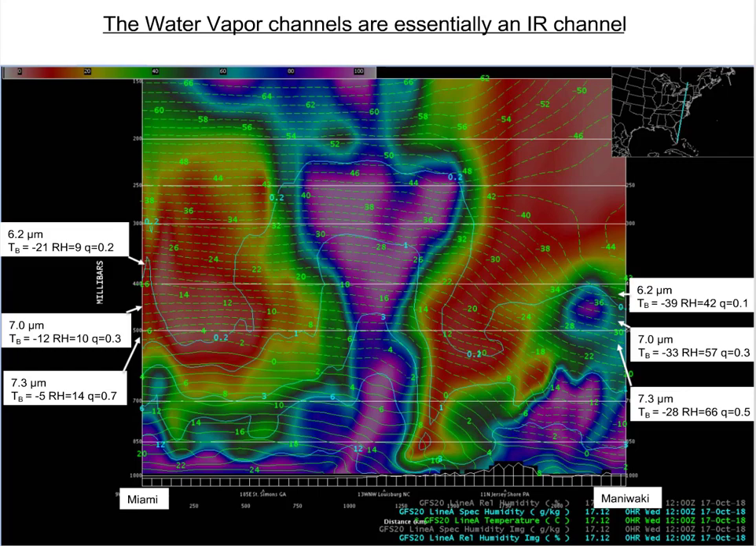Remember that water vapor channels are essentially an IR channel. The brightness temperature is a function of the absolute quantity of the absorbing molecule, in this case water vapor, and the temperature of the tropospheric layer where that moisture resides. Recall there is some contribution from viewing angle as well, since Maniwaki is at a higher latitude, where the weighting function would peak higher in altitude and therefore colder.